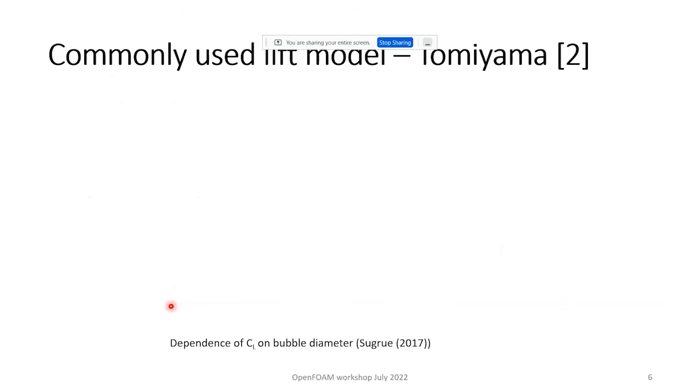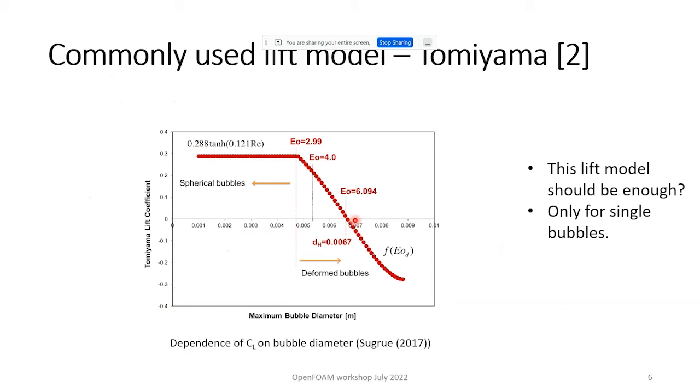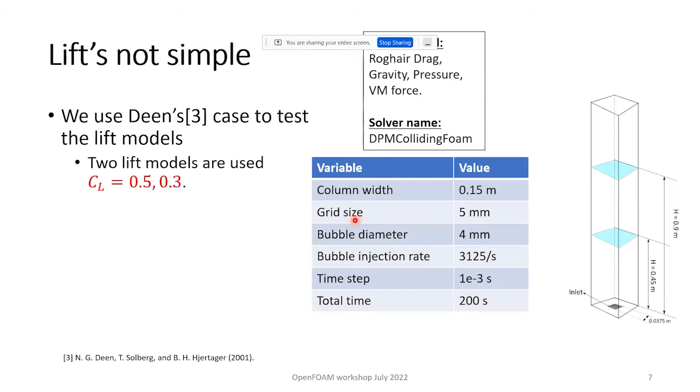So what models do we have for lift? The most commonly used lift model is Tomiyama's model, with the same observation as before. That is, it's positive lift for smaller bubbles, and it turns negative for bigger bubbles. So you have to ask: is this lift model enough? Because there's a problem. This lift model was observed only for single bubbles, and we are going to use a lot of them. So what do we do? We test it. We test our lift models.